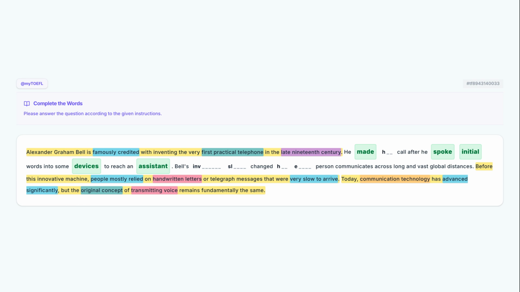The passage suggests a broad impact on society, as people mostly relied on old methods before. This implies that the change affected all people or all instances of communication, meaning the correct answer is every.